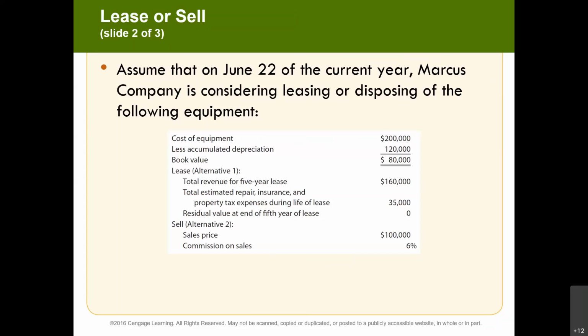So there's two options that we're looking at here. The first alternative is to lease the equipment, and the second alternative is to sell it. Looking at the lease, if we lease this equipment, the potential revenues for a 5-year lease would be $160,000. The total estimated repair, insurance, and property tax expense during the life of the lease would be $35,000. And the residual value at the end of year 5 would be 0.